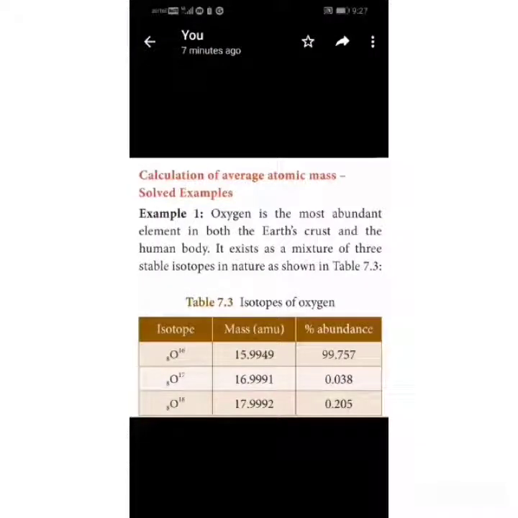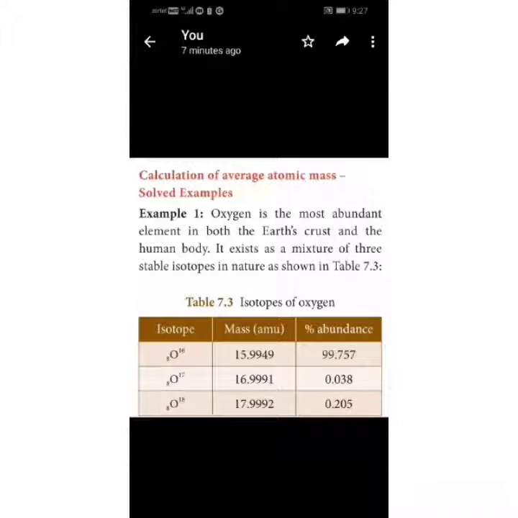Dear children, we have seen one problem about the average atomic mass. The next problem we are going to see is the same type, but in the previous problem only 2 isotopes were given. Now in this problem they have given 3 isotopes of oxygen. You all know that oxygen is more abundant on the earth. Oxygen has 3 isotopes: oxygen 16, oxygen 17 and oxygen 18. Some data are given in the tabular column. That data we are going to substitute in the formula and see this problem.